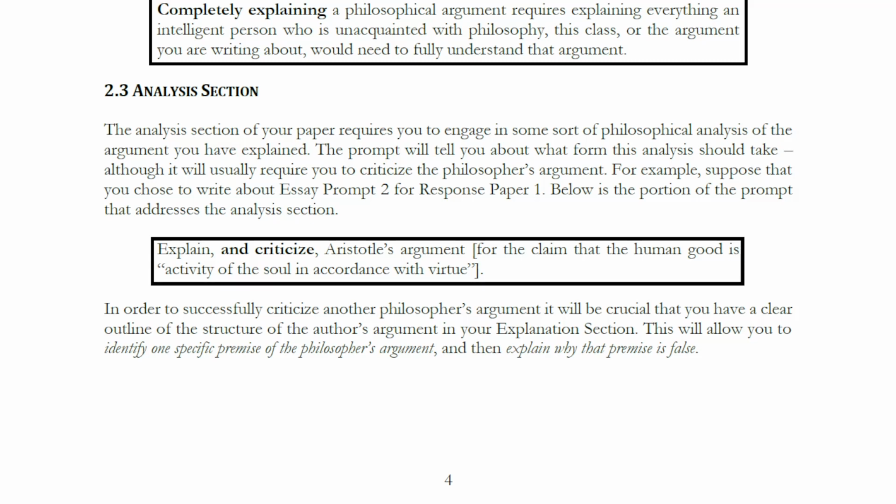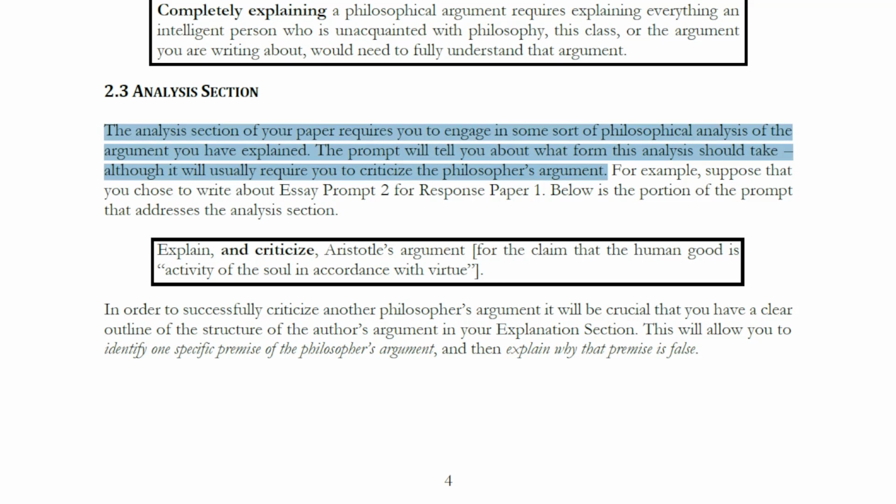Finally, it is time to discuss the analysis section of your paper. Recall that in the vast majority of cases, in your analysis section you will be required to criticize the argument that you have just outlined in the explanation section. If in some particular case the analysis section of your paper requires you to do something different, then the essay prompt itself will indicate that to you.